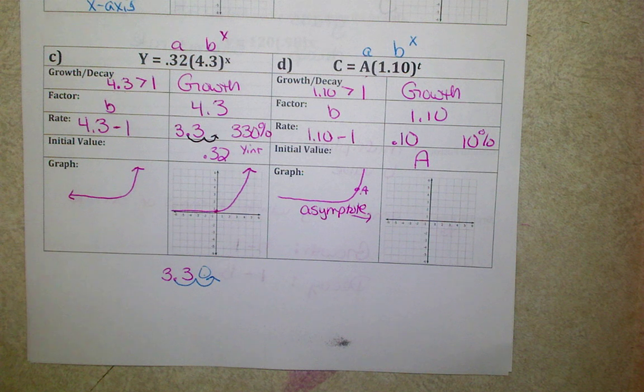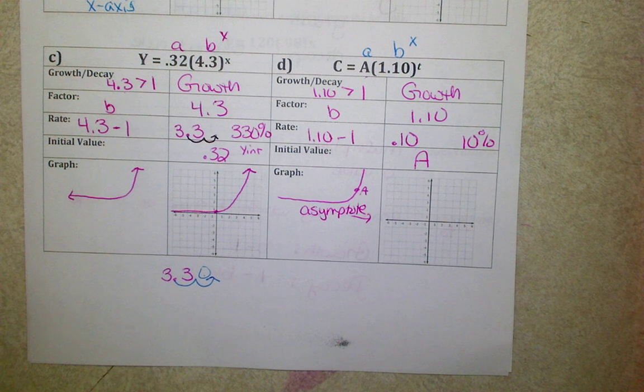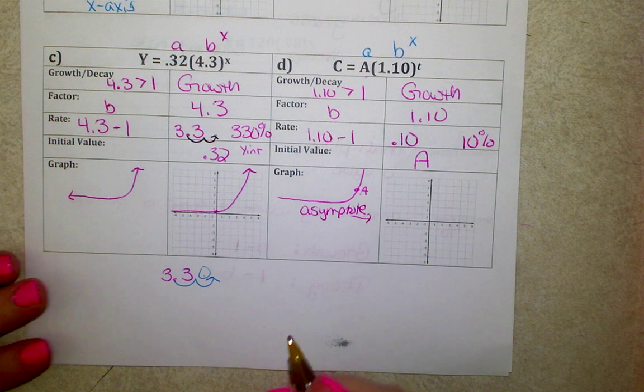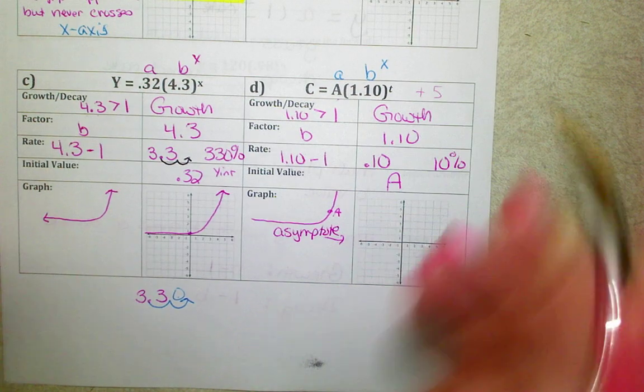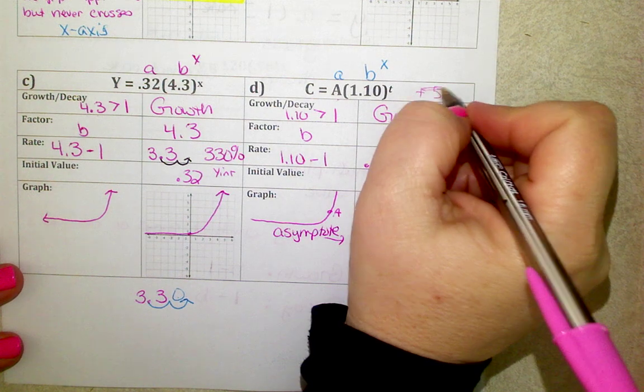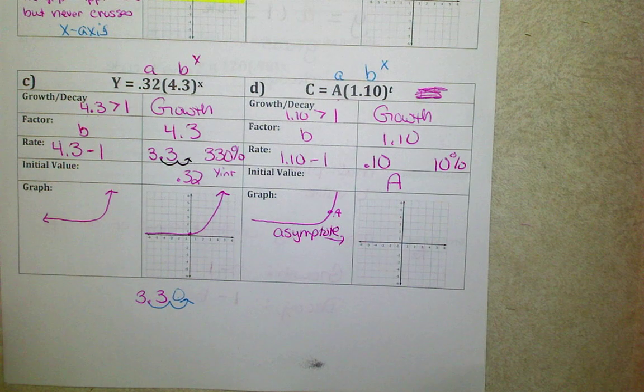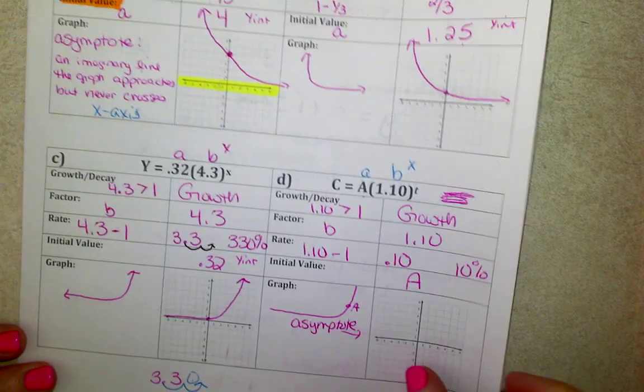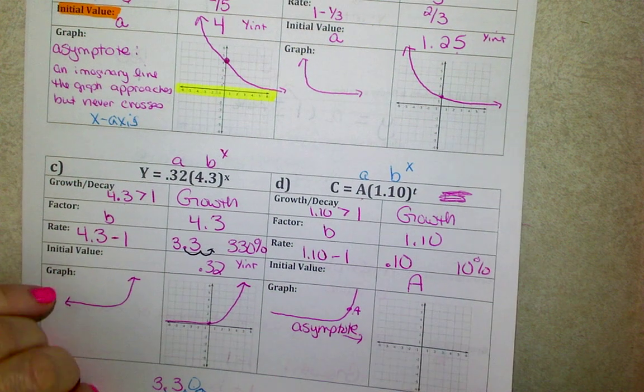All right, for all of these basic growth and decay, your x-axis is the asymptote unless there's been a shift. You remember, like if we had right here, if I put a +5, it would go up 5 units. If I put a -5, it would go down 5 units. So that's the only time it changes. Okay, but we'll do that in a couple of days. So A is just a generic variable for the time being.